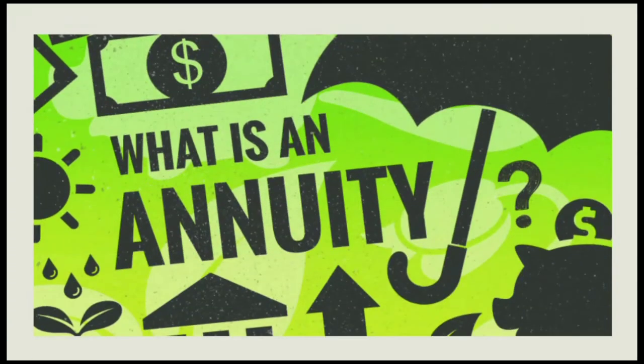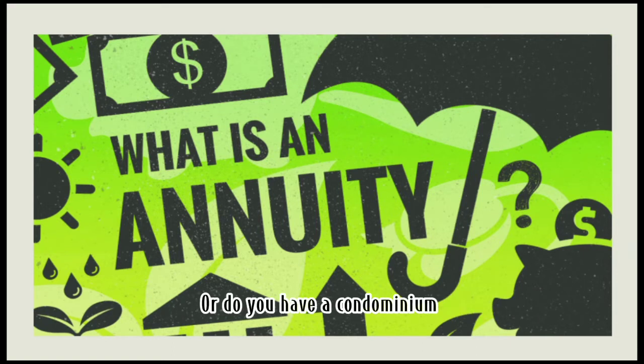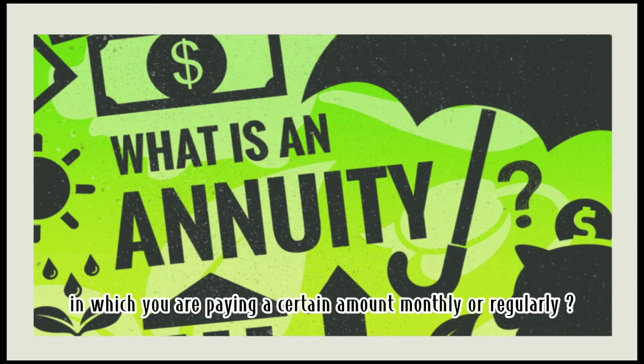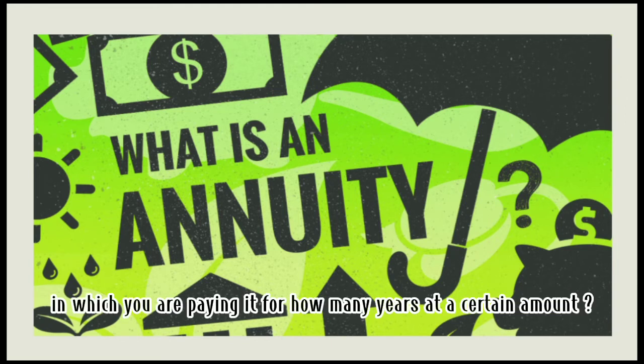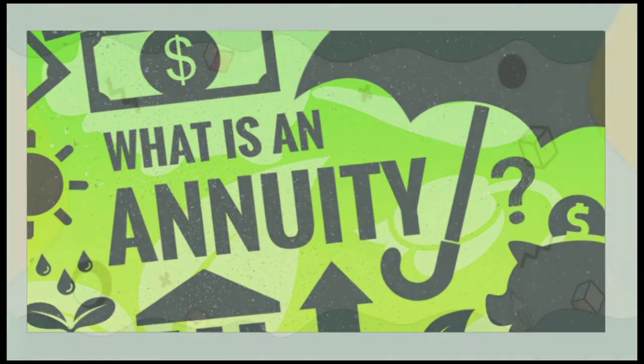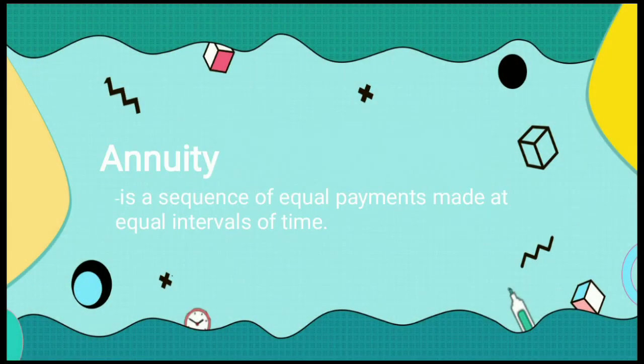So let us first define what an annuity is. Have you experienced paying a certain amount regularly? Or do you have a condominium in which you are paying a certain amount monthly or regularly? Or do you have a cell phone plan or postpaid plan in which you are paying it for how many years at a certain amount? If yes, then that is what we call an annuity. Annuity is a sequence of equal payments made at equal intervals of time.